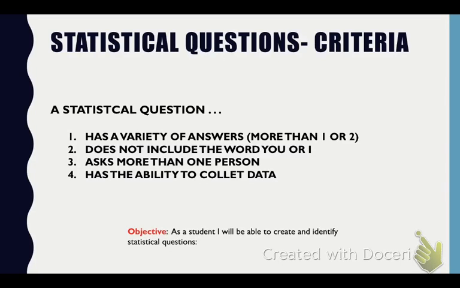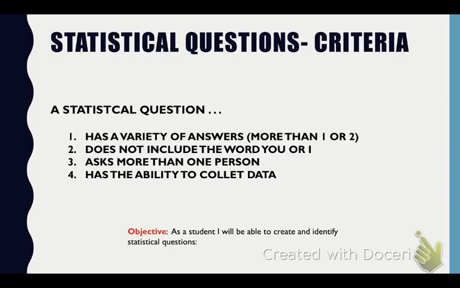Criteria number 2, it does not include the words you or I. Okay? Do you like soccer? No. Why? There's only one answer. Okay? Number 3, it generally has to ask more than one person, so you can't just ask one person. And 4, you have to have the ability to collect data.